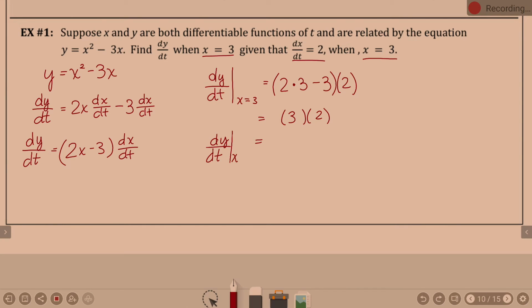So dy/dt when x equals 3 is equal to 6. I just boxed. I never box in this class. I underlined, but I prefer box. No, I used to box until this class. I know, I used to box until this class too. I will say I have seen more mixed.